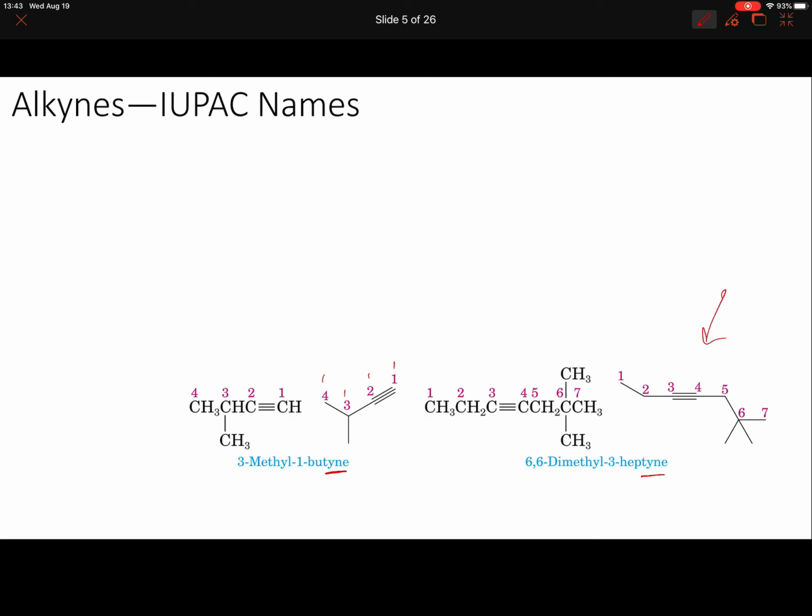And over here, let's see, if we numbered 1, 2, 3, 4, 5, 6, 7, then we would be calling this 4-heptyne instead of 3-heptyne. And well, then we'd also be calling this 2,2-dimethyl-4-heptyne versus 6,6-dimethyl-3-heptyne. Now, why did we decide on 3-heptyne? Because this is an alkyne, and so we want the alkyne functionality to be on the lowest number. So we'd rather have it on 3 than 4. So that means we have to number this way and not this way. This might be tricky in the beginning, but you guys will get the hang of it.